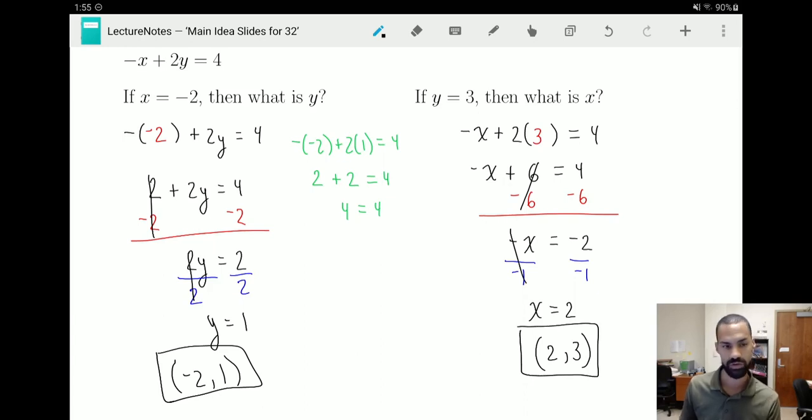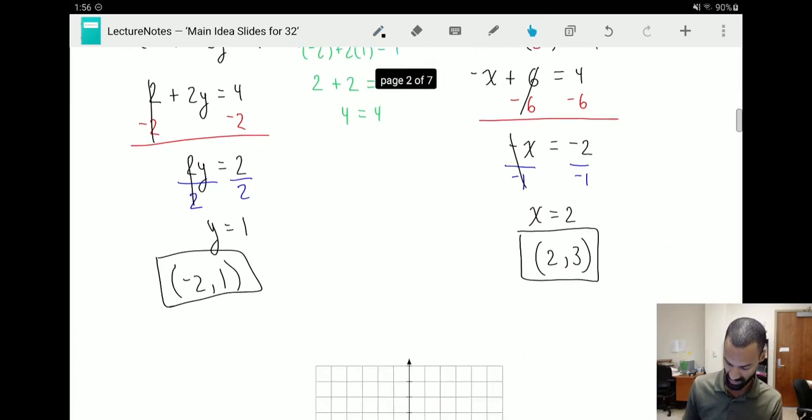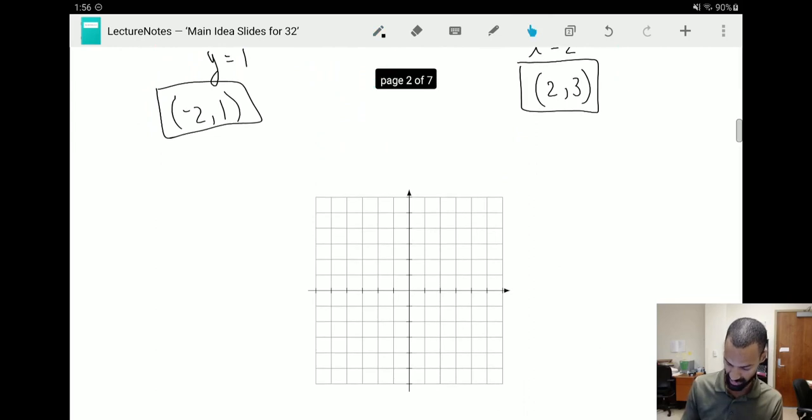Okay, so an ordered pair, when it comes to equations, that's the pair of numbers that when you plug them in for x and y will give you a true equation. Okay, let's go ahead and plot those points. So negative 2 comma 1. Remember in the last section, negative 2 means left 2 and then up 1. And 2 comma 3 means right 2 and up 3.